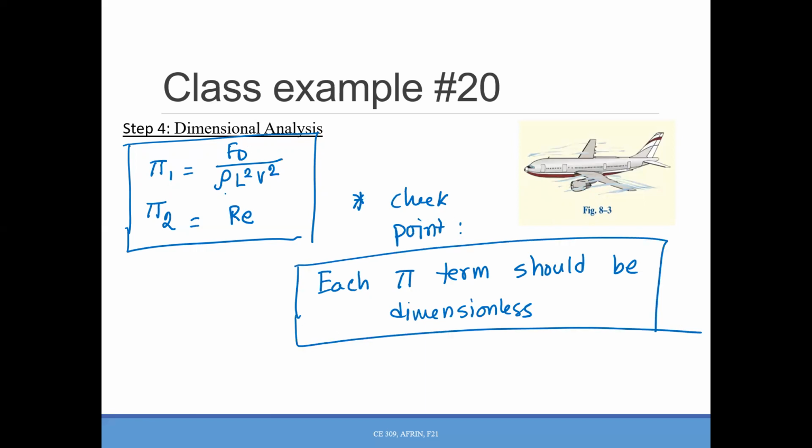Now, instead of F D over rho L squared V squared, you can get pi 1 equals to rho L squared V squared over F D. That doesn't matter. If you check that, it will again be a dimensionless number. So this is the checkpoint. If you get any pi terms which are not non-dimensional, there is something wrong. Okay, class. So that's the end of class example 20.